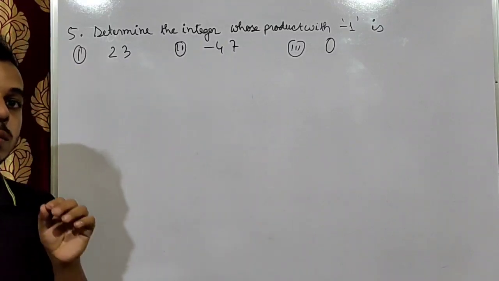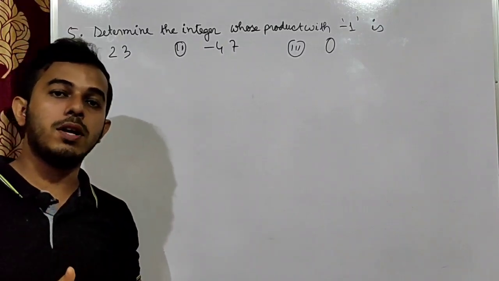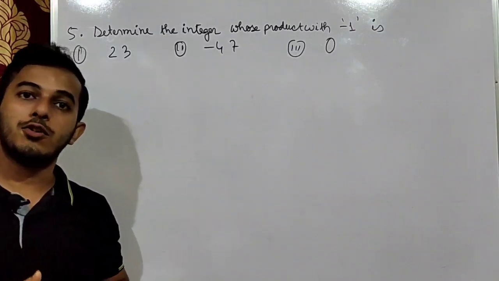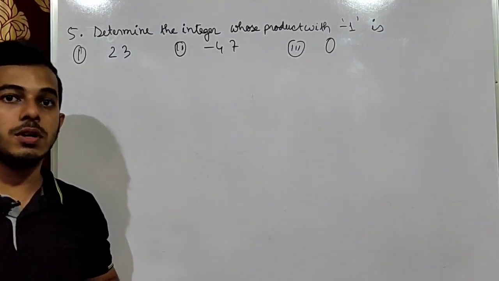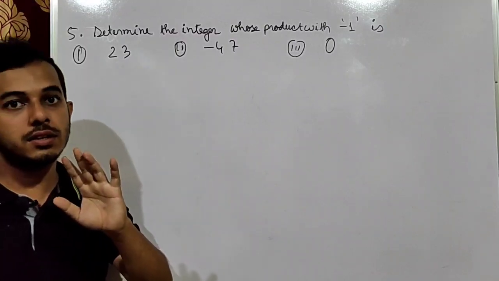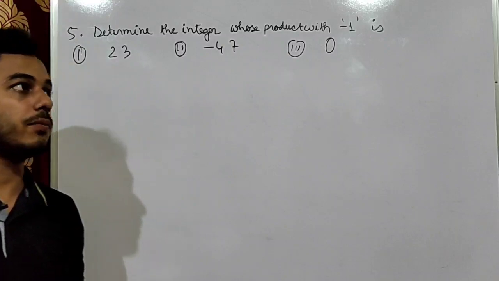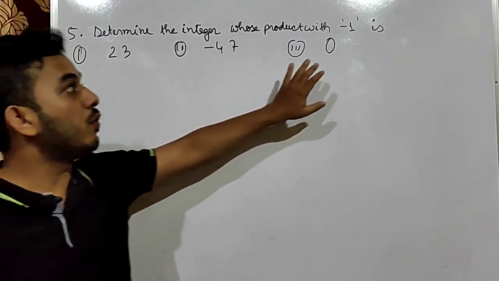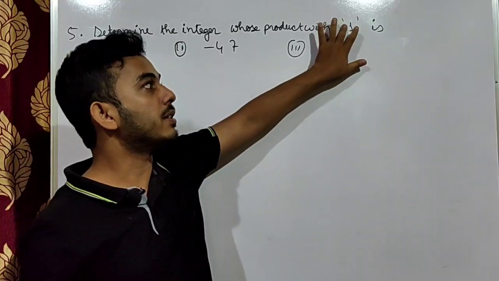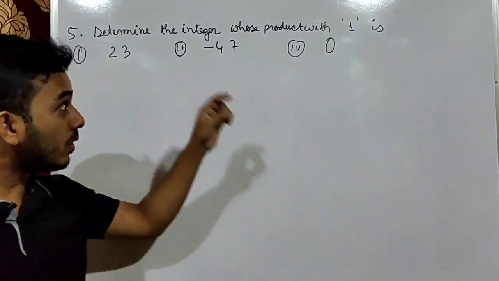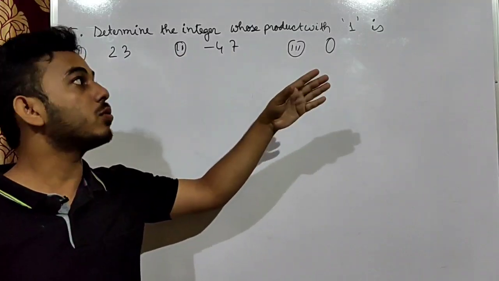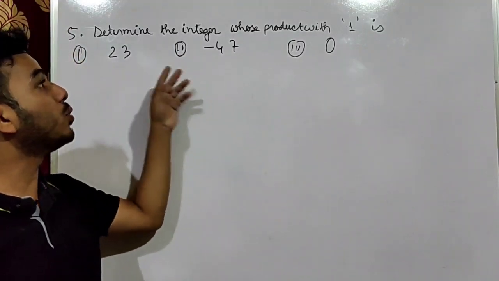Now we know if we multiply two negative numbers, the result will be what? The result will be positive. So here the result is what? Positive. Up to this clear? Okay, let me explain again. In the first case you forgot about this -1. Okay, so our question will be what? Determine the integer whose product with 1 is 23.